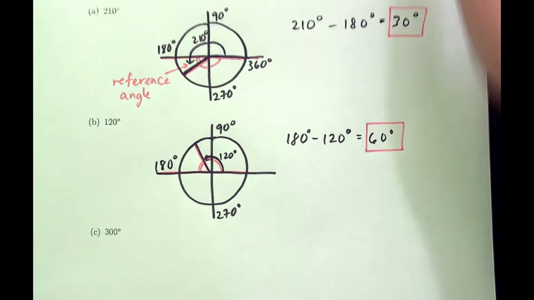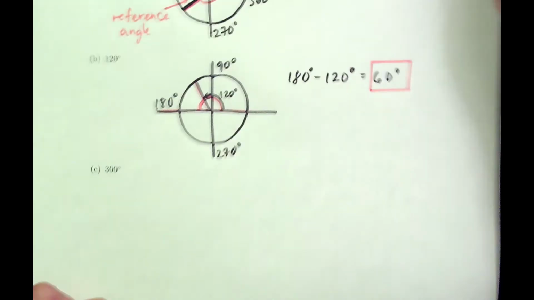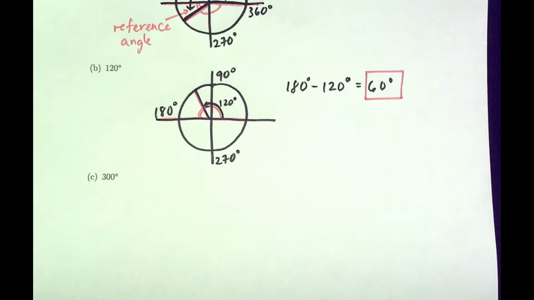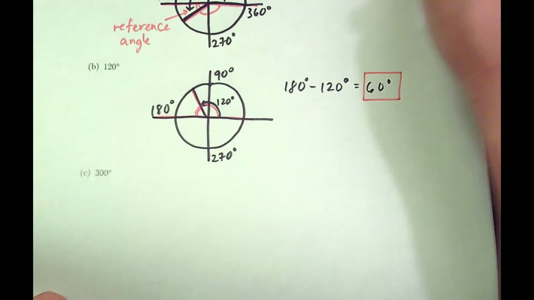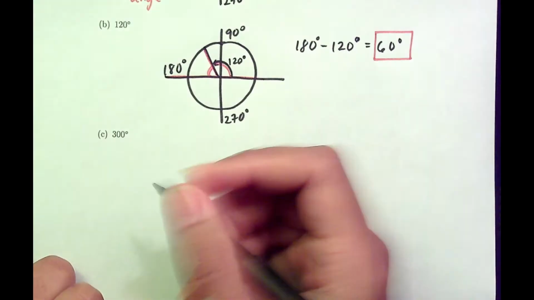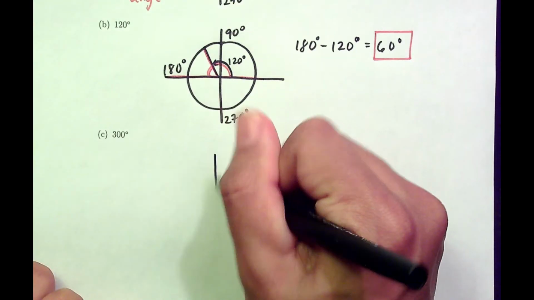All right, and what is the reference angle of 300 degrees? If you understood what we just did in the first two examples, you should pause the video and give it a shot on your own. Okay, assuming that you did that and we're back and you're done, let's do it.